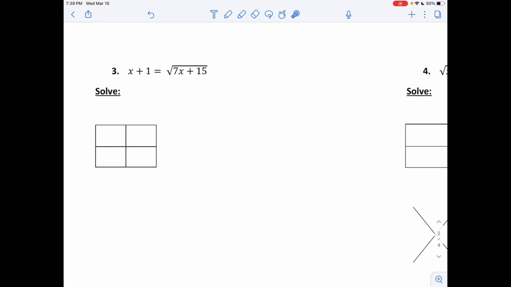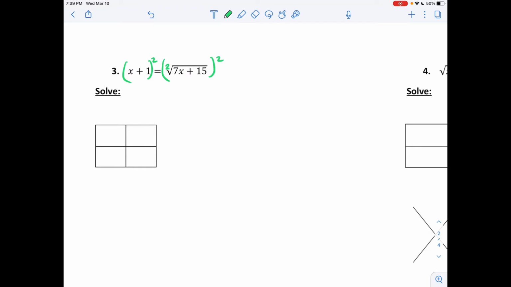And so I want to look at my equation, x plus 1 on one side and square root of 7x plus 15 on the other side. Let's remind ourselves that this is a square root, or an index of 2, and notice that my radical is already isolated on this side. So we are ready to go ahead and use squaring to undo the square roots.